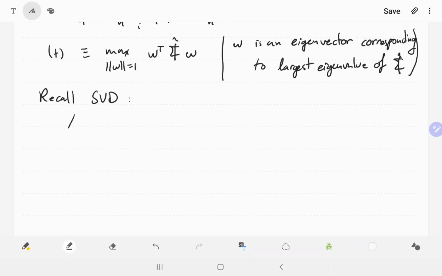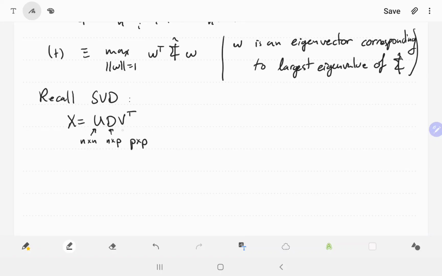This is X. We're going to write it as U D V transpose, where U, in general, is n by n, D is actually rectangular in full generality, it's n by p, and V is p by p. So you can always write it this way.